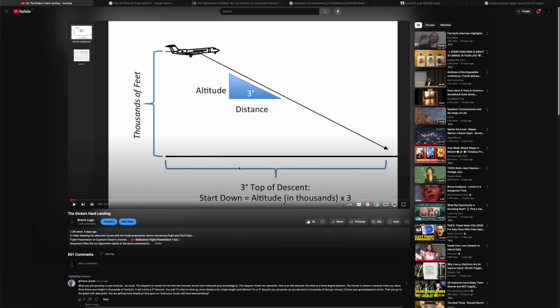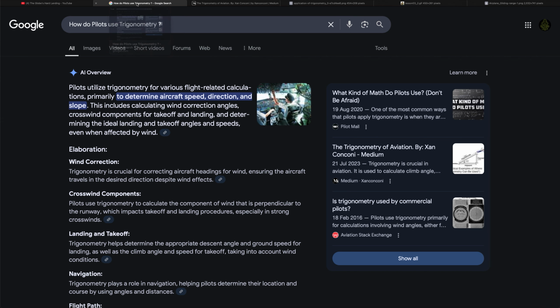Now, what I'm saying is that they're using trigonometry and they're dealing with a horizontal distance and the whole descent thing can only happen if the earth is flat because of what they have to do, which I'll go through in a minute. So just so that you know that I'm not just saying that, here is Google. How do pilots use trigonometry?